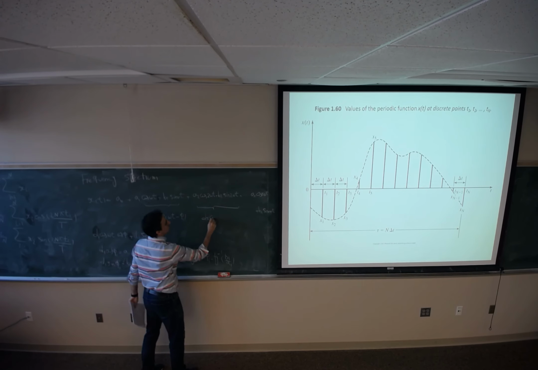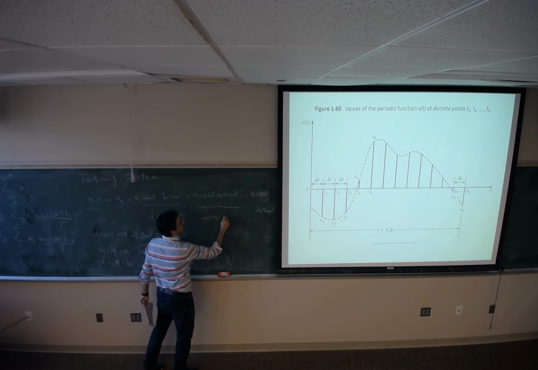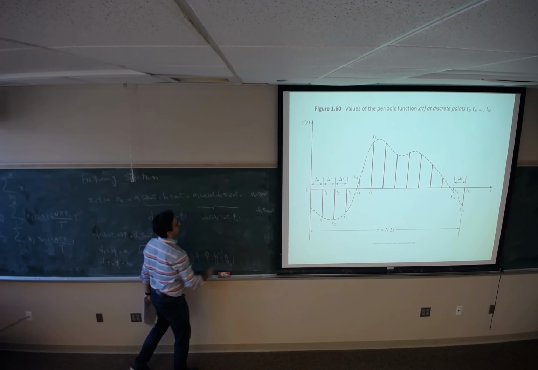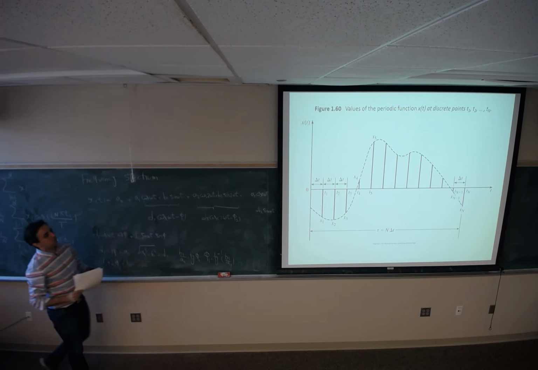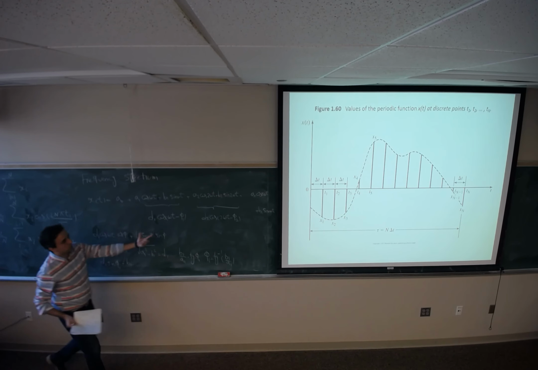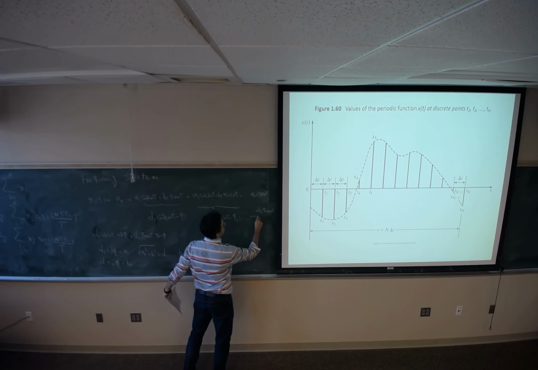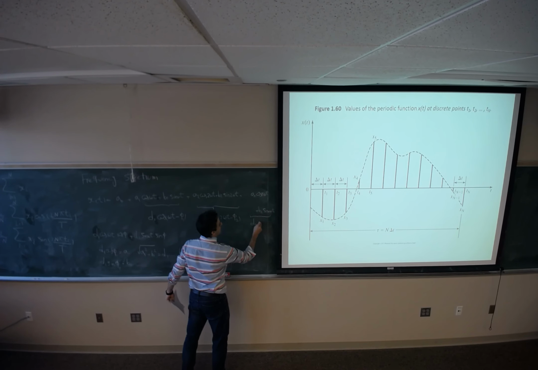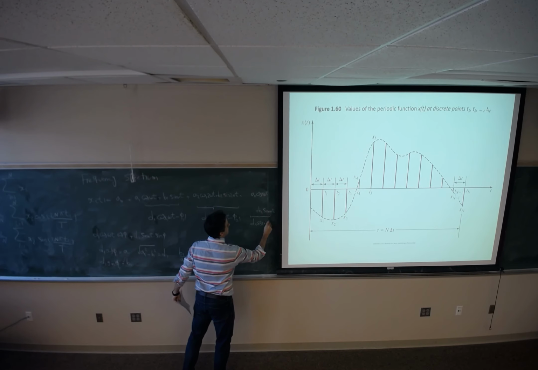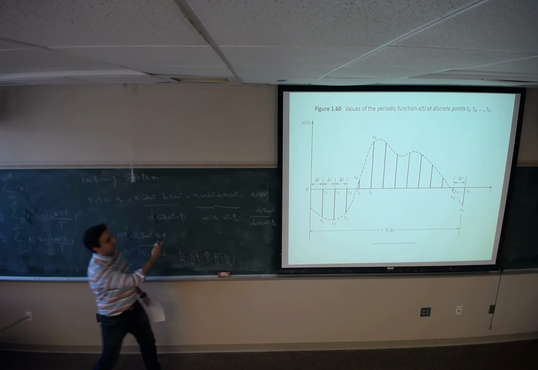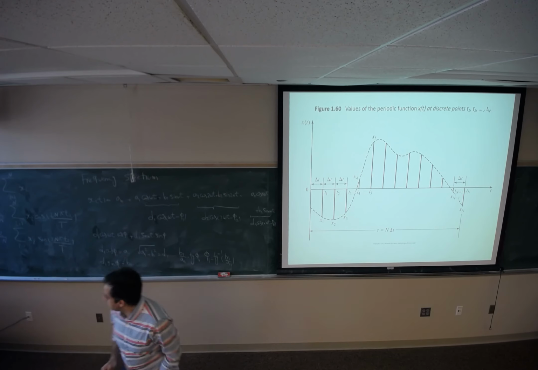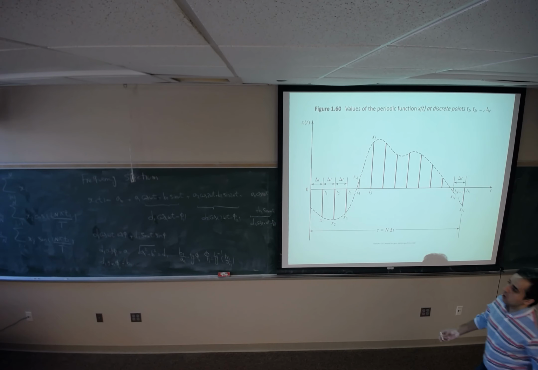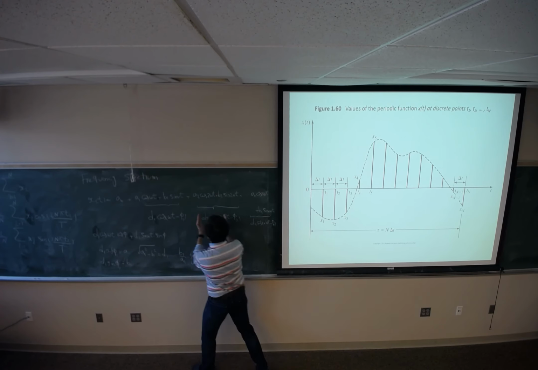d2 cosine of 2 omega t minus phi 2. A1 and B1 change into A2 and B2, and you can find d2 and phi 2. And the last term is going to be dn cosine of n omega t minus phi n. The same approach you can find the magnitude for dn.